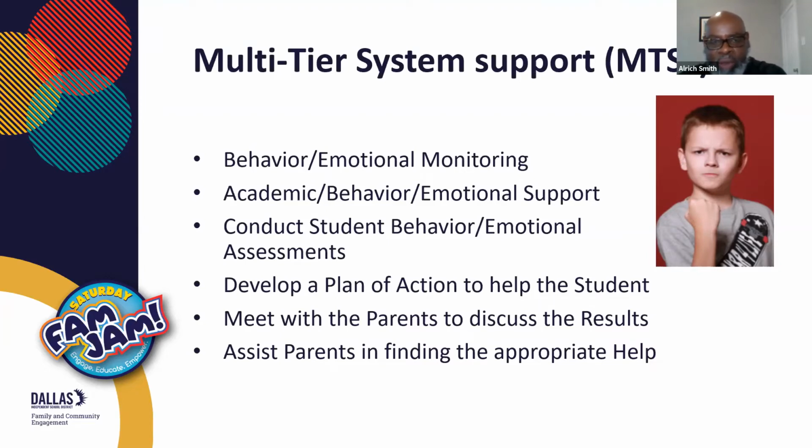Also, they can refer you to other resources to get the help that you need, so that your child gets the help they need so that they can continue to be successful in their academic experience at the school. So the multi-tier system of support, you can talk to your counselor about it, your administrator or the principal, and they will direct you if that is a need that you have or that your child has. Multi-tier system of support. All right, we can go to the next slide.